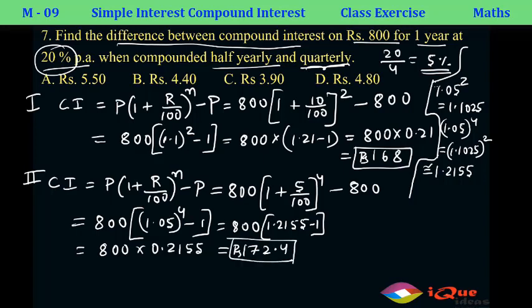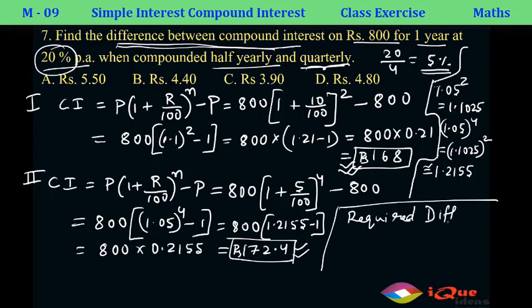Now this is a very close situation, right? Now what is the question asking? The question is asking to find the difference between those two values. So one value is rupees 168, one value is rupees 172. So the required difference that we want to calculate here is equal to 172.4 minus 168, which is equal to 4.4 rupees. So this is the approximate answer, but this is fine because if you look at the options, it is very clear. It is 4.40, option B. That is the correct answer.